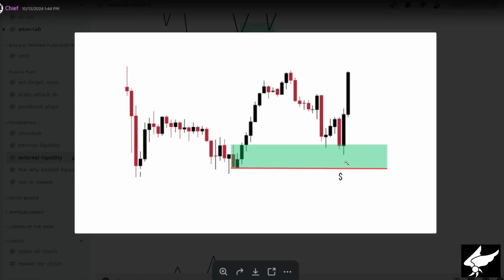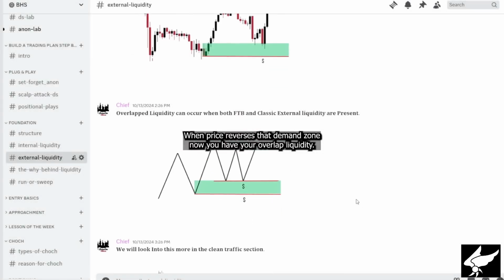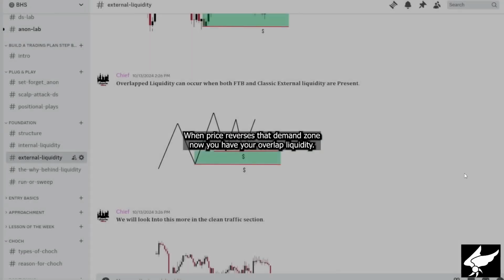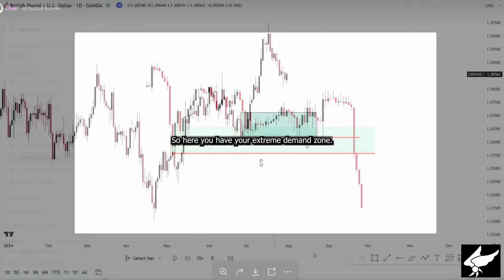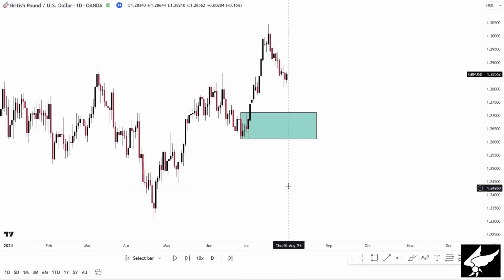So you have a used up demand zone. When price revisits that demand zone, now you have your overlap liquidity. So now price is incentivized to run through that level. So your clean traffic is truly in between these two levels of liquidity. So it's in between your first level of liquidity, which is your first interaction, and the external liquidity that's outside of the range.